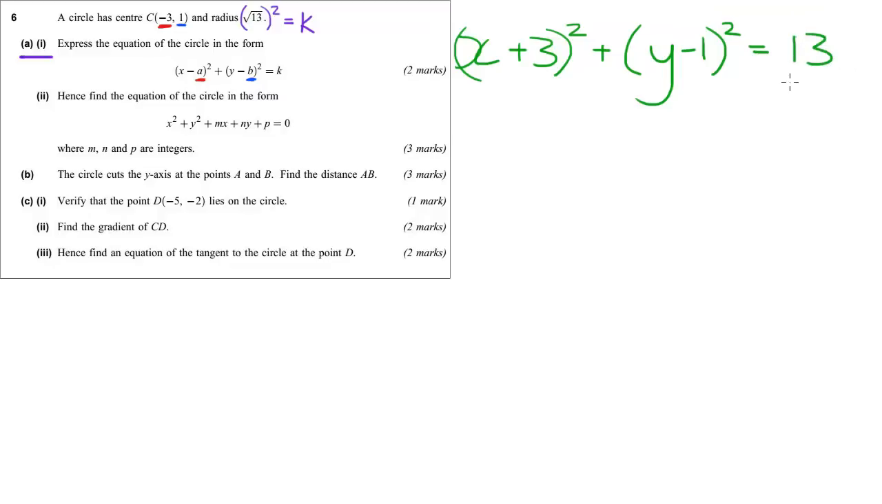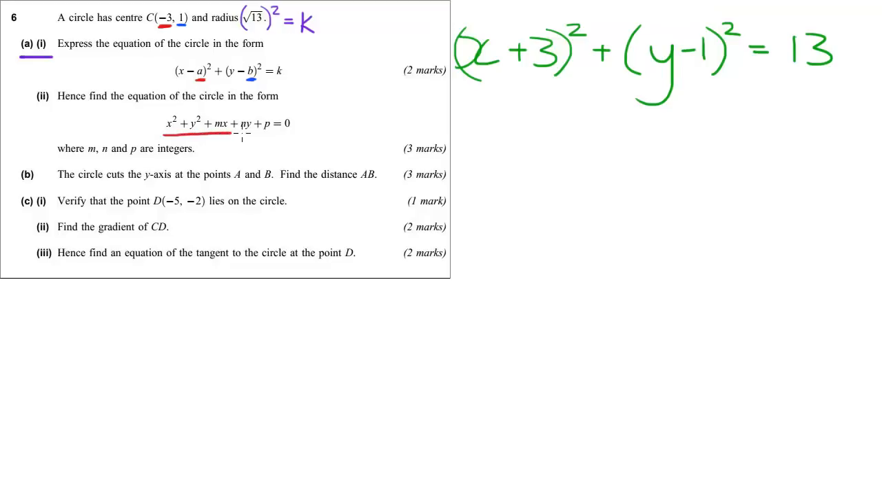So let's write that down a little bit larger. So we have x minus 3, so plus 3 all squared. Then we have plus y minus 1 all squared, because it comes from here, and then that's going to be equal to root 13 squared, which is 13. So k is going to be 13. That's all we need to do for the 2 marks, and like I say, you'll see that in almost every Core 1 question in some shape or another.